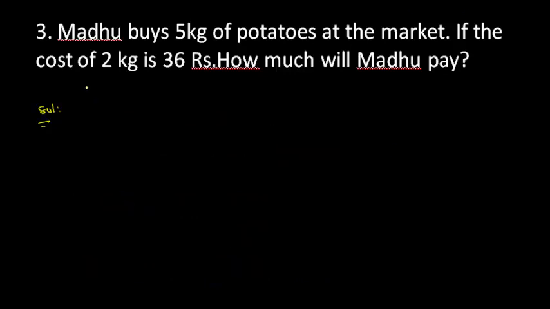Another method, proportion method lo ee problem solve cheyandi. The cost of 2 kgs equals 36 rupees.